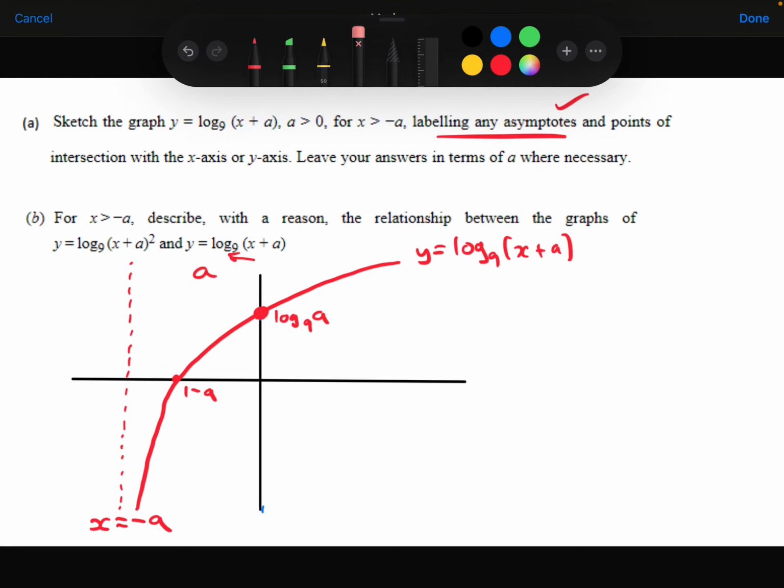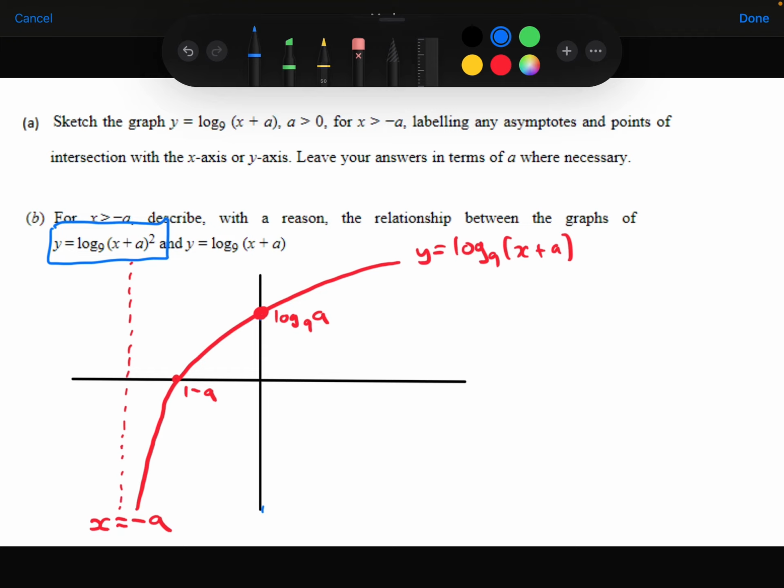Right, for part B. For x is greater than minus a, describe with a reason the relationship between the graphs of y equals log base 9 of x plus a, all squared, and y equals log base 9 of x plus a. So comparing this to the graph that I've just drawn.